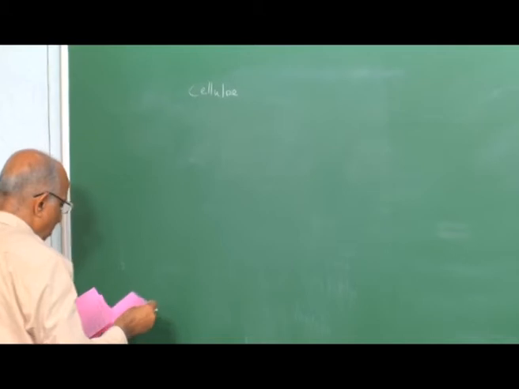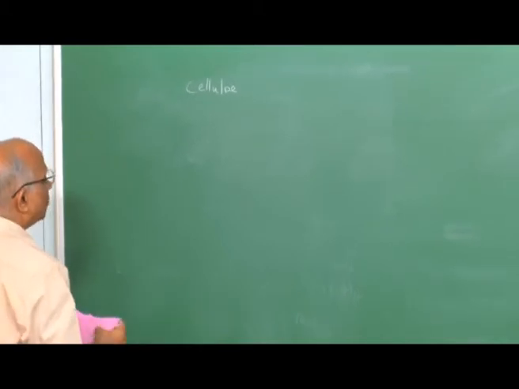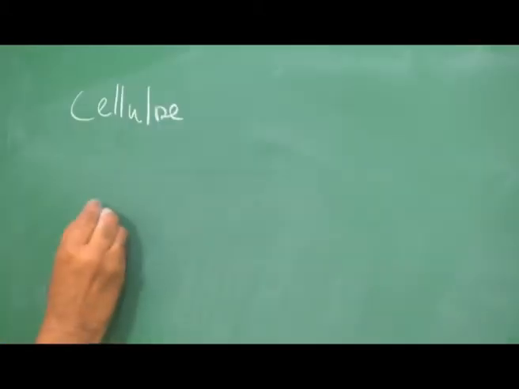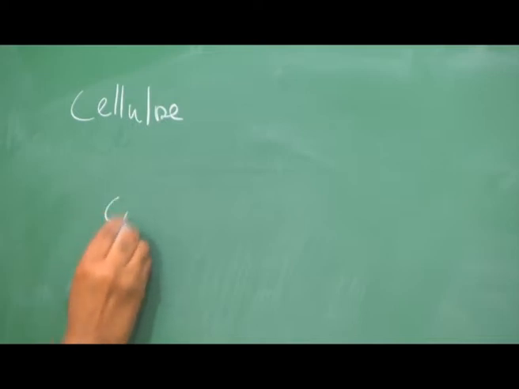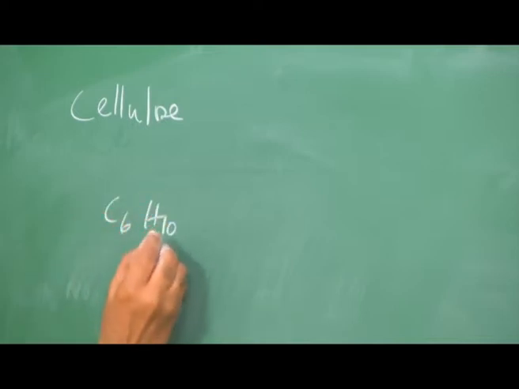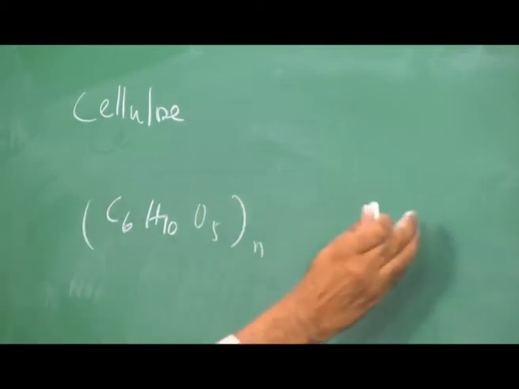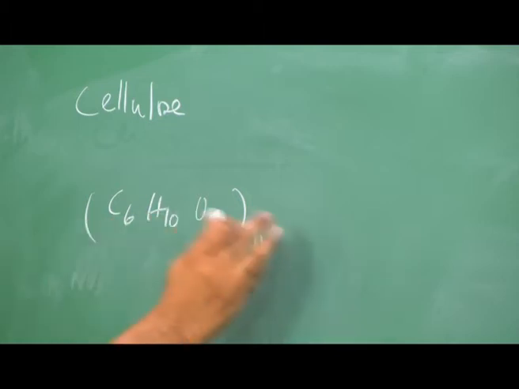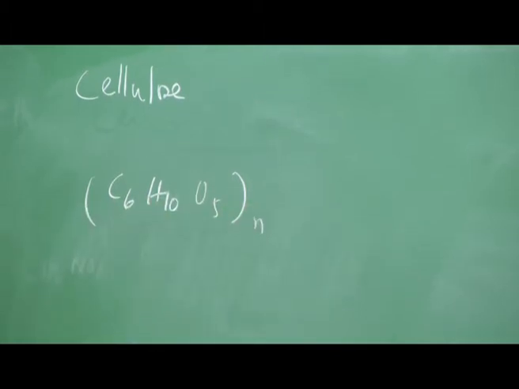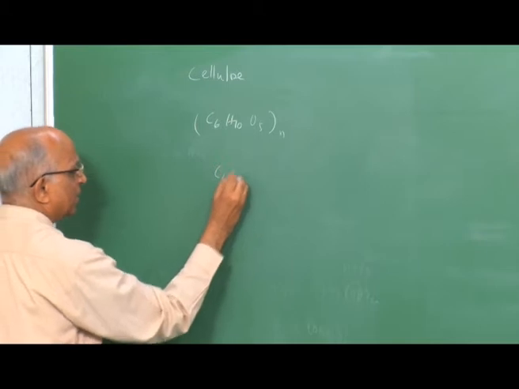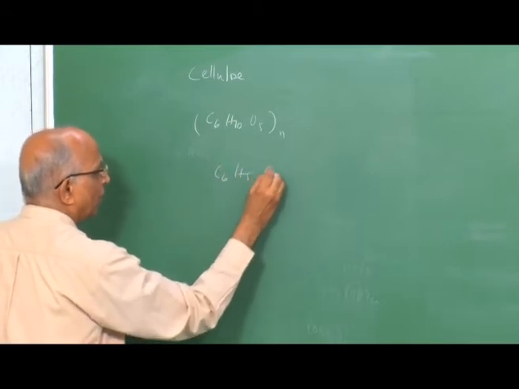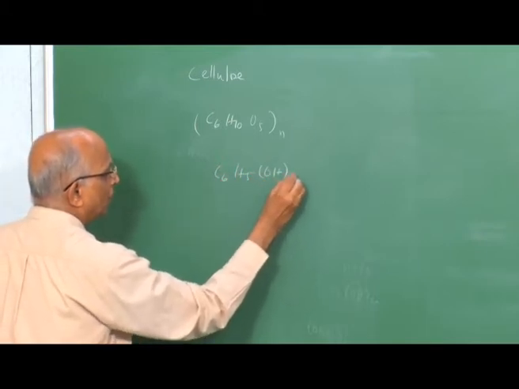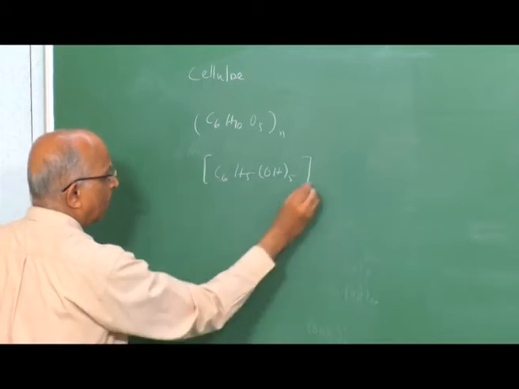Let us take 1 or 2 more examples. Cellulose, let us take an example of cellulose. You know, cellulose is something like paper. The formula for cellulose is C6H10O5. It is a long type of chain. N could be a large number. You just have a chain like cellulose like this. It could also be written as C6H7O2(OH)3 to the power N.